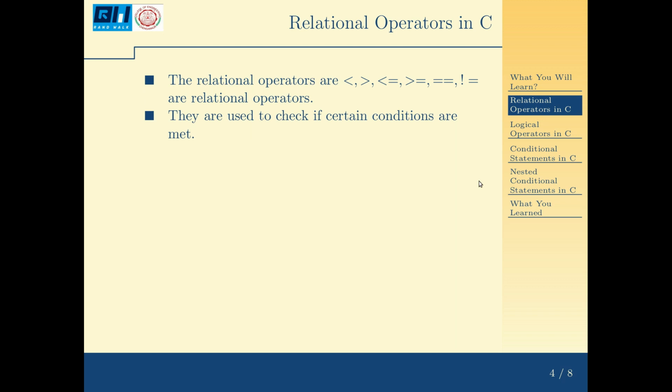The relational operators are less than, like A less than B, greater than, then less than or equal to, greater than or equal to, then equal to is denoted by a double equal sign, then not equal to. These are the relational operators. They are used to check if certain conditions are met.